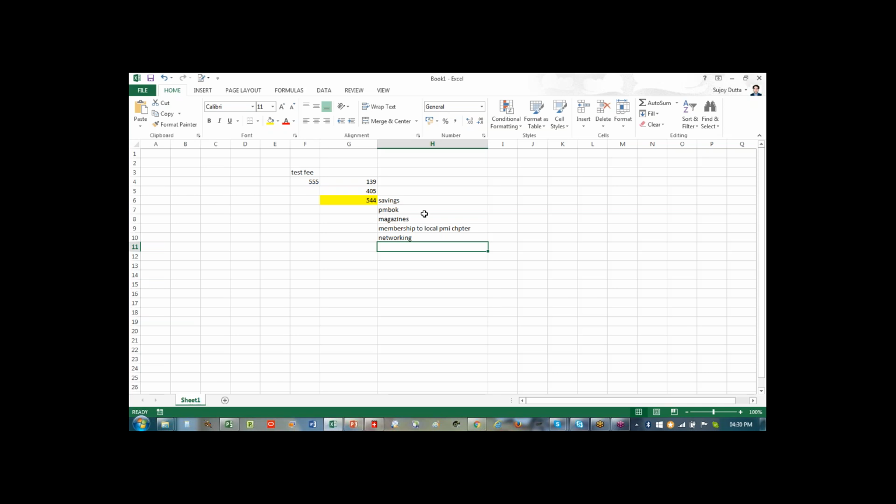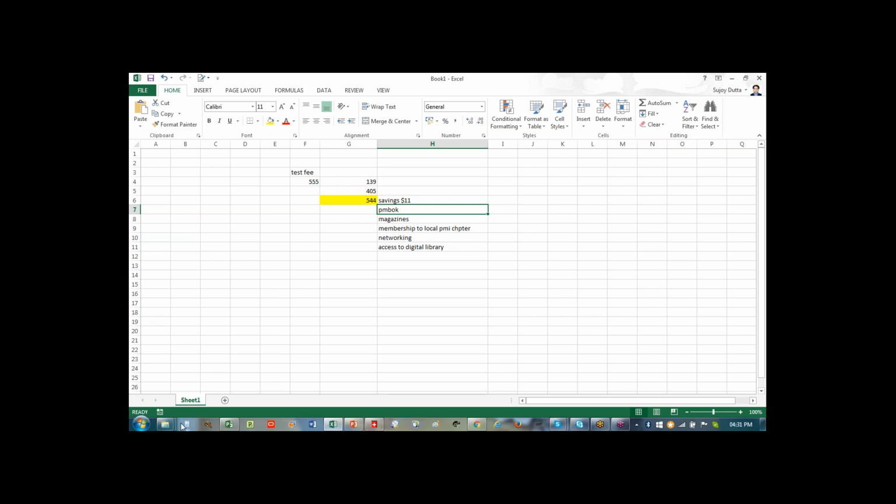But the main thing is the savings, PMBOK, magazine, networking, and you get access to the digital library, in which you can access more PMI standards and all that stuff. So this is the benefit. The savings you get is $11. Make sure that you first become a member, then you apply. When you are submitting your application, there is no need to pay. You pay only after you get a green flag from the PMI, after the audit process.